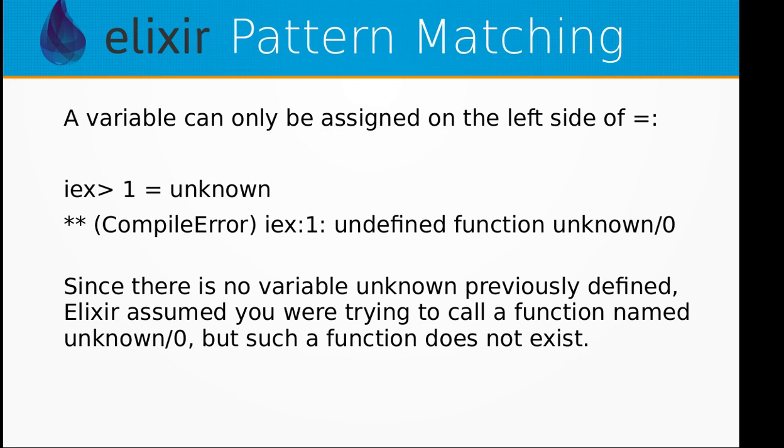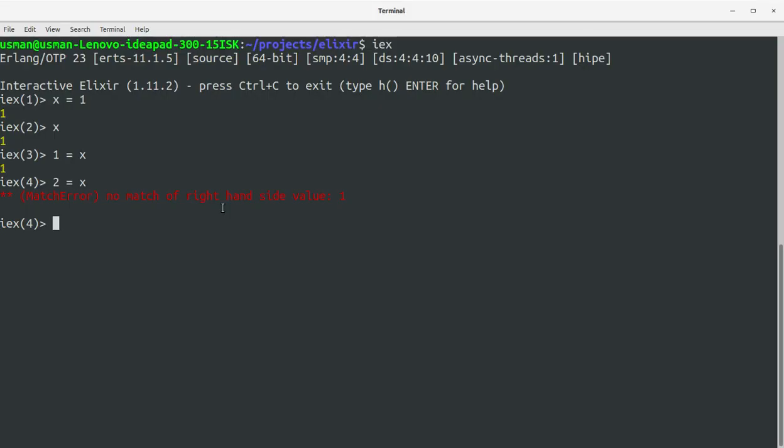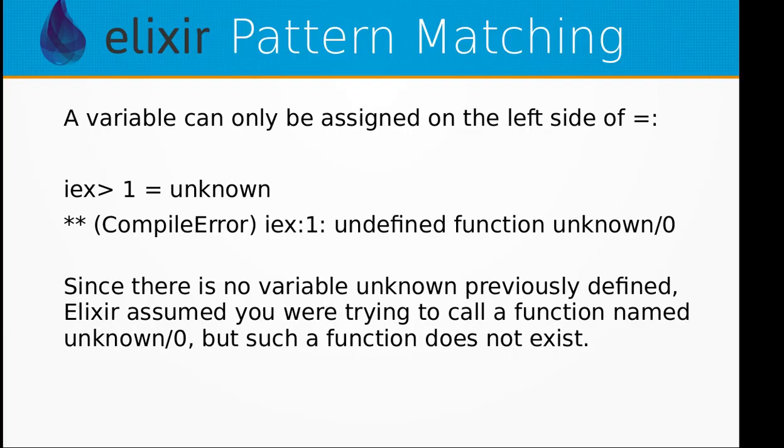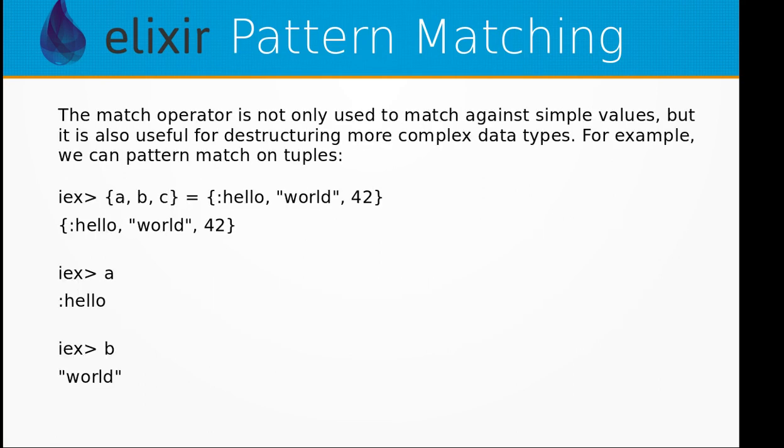A variable can only be assigned on the left side of equal. So if I type in 1 equal unknown, I get an undefined function message. Since there is no variable unknown previously defined, Elixir assumed you were trying to call a function named unknown, but such a function does not exist. The match operator is not only used to match against simple values, but it is also useful for destructuring more complex data types.